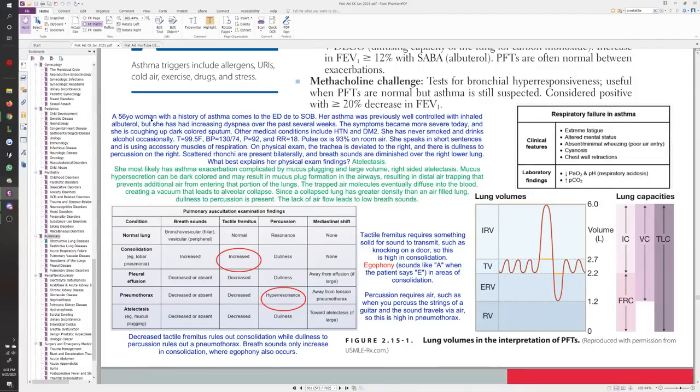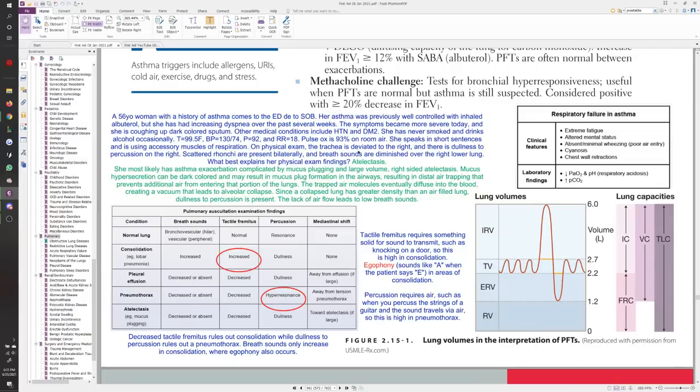So this one has a 56-year-old woman with a history of asthma, comes to the ED due to shortness of breath. Her asthma was previously well controlled with inhaled albuterol, but she has had increasing dyspnea over the past several weeks. The symptoms became more severe today, and she is coughing up dark colored sputum. Other medical conditions include hypertension and diabetes. She has never smoked. She drinks occasionally. Vitals are looking pretty decent. Pulse ox is 93%. That's not too bad either. She speaks in short sentences and is using accessory muscles of respiration.